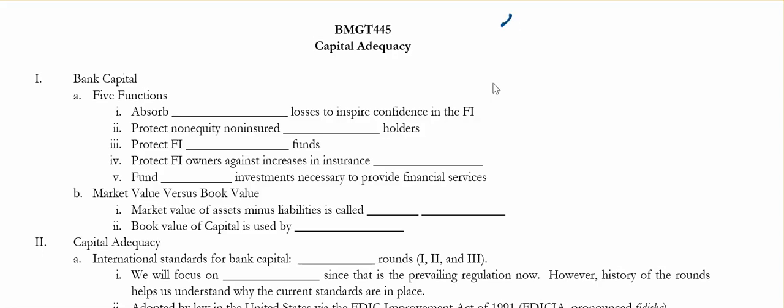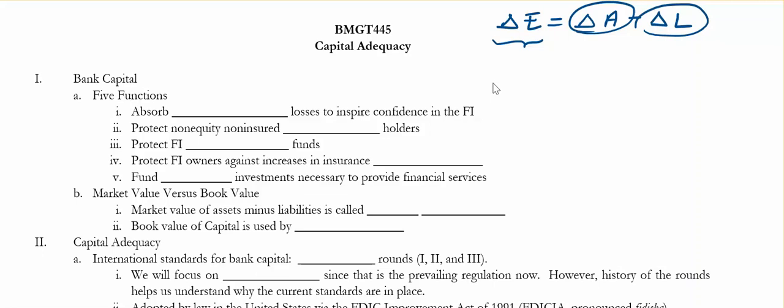A theme throughout the semester has been what will happen to the equity if assets drop in value more than the value of liabilities. If a bank doesn't have enough equity, then a drop in the value of the assets means all of these liability holders won't get paid.